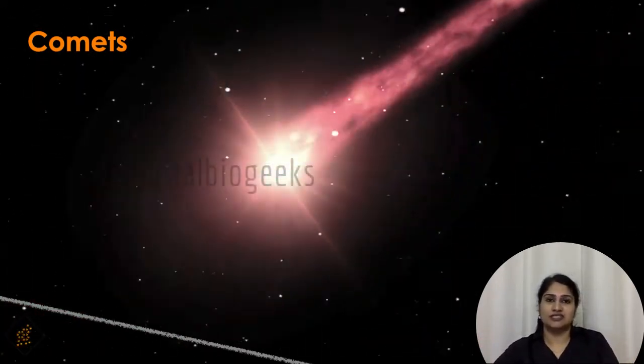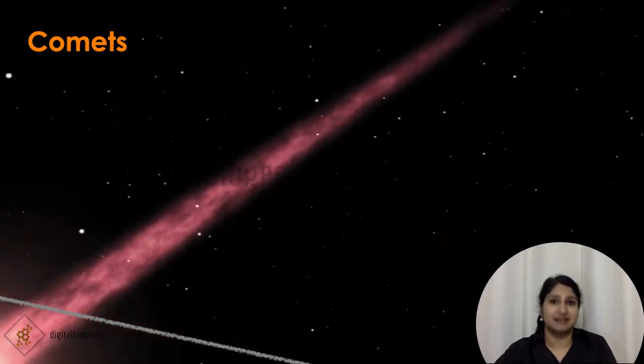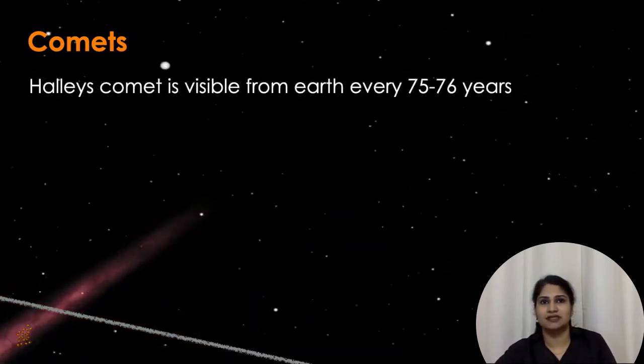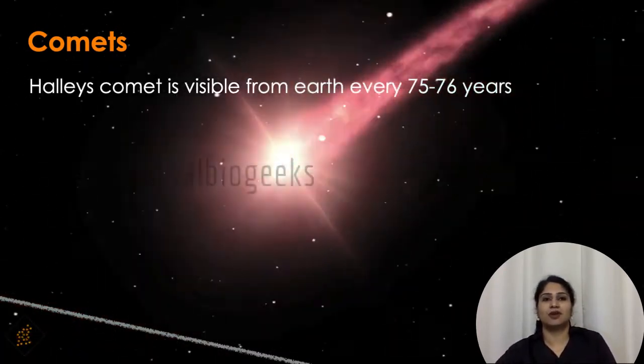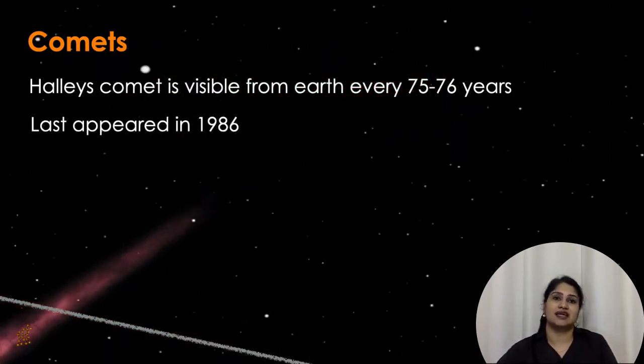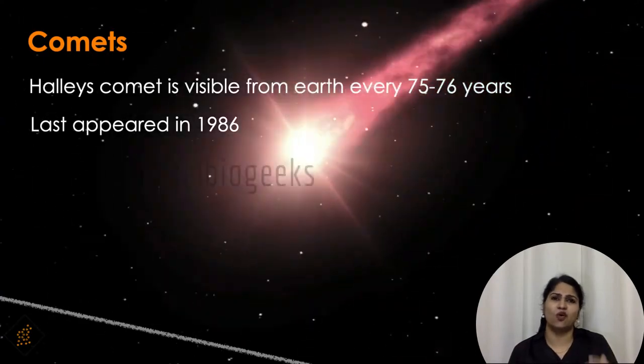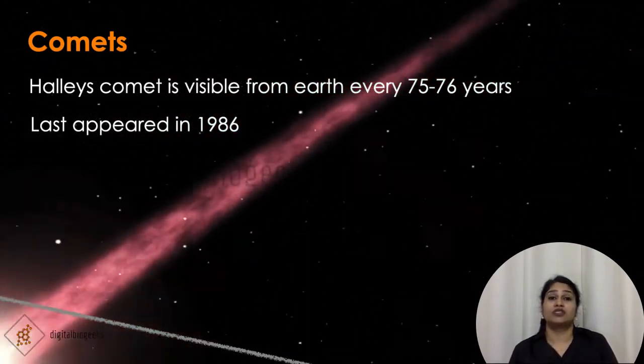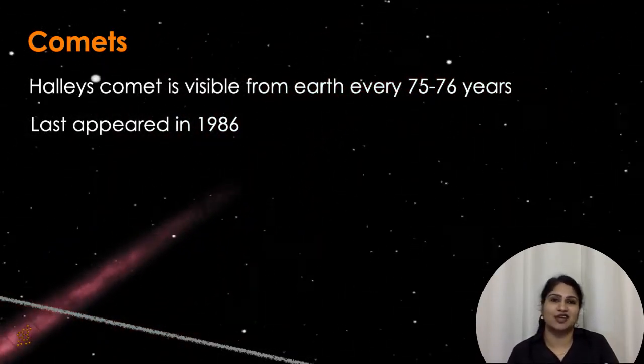The time period of revolution of comets is large. Have you heard of Halley's Comet? Halley's Comet is visible from Earth every 75 to 76 years. It last appeared in 1986. It is the only naked eye comet which can be visible twice in a human lifetime.